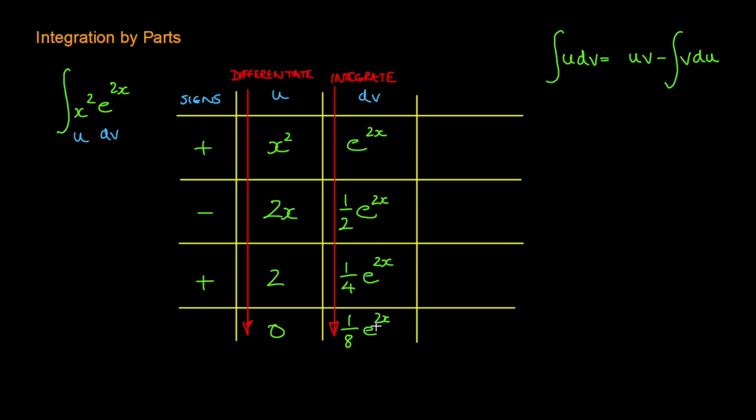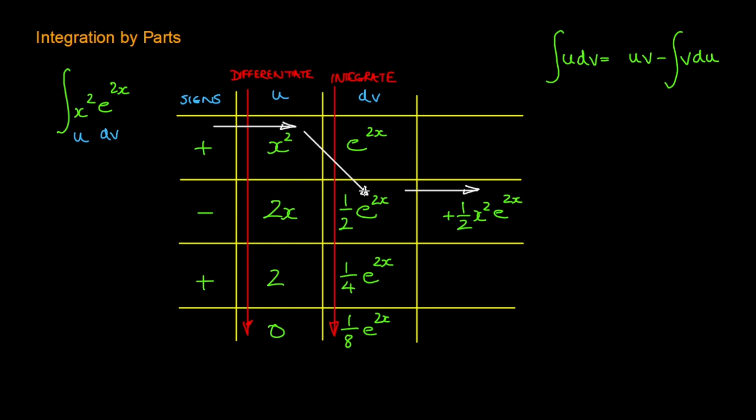Now we've got to gather up the results. What does the formula say? The formula says u times v. Well, this is v, because our first integration, which started off with dv, turns into v. So I need to multiply these two together. But I also need to take the sign of the term with me. So in a way, we've got a double-headed arrow, plus x squared multiplied by a half e to the 2x, and it produces our first result here. Our first result is plus a half x squared e to the 2x.